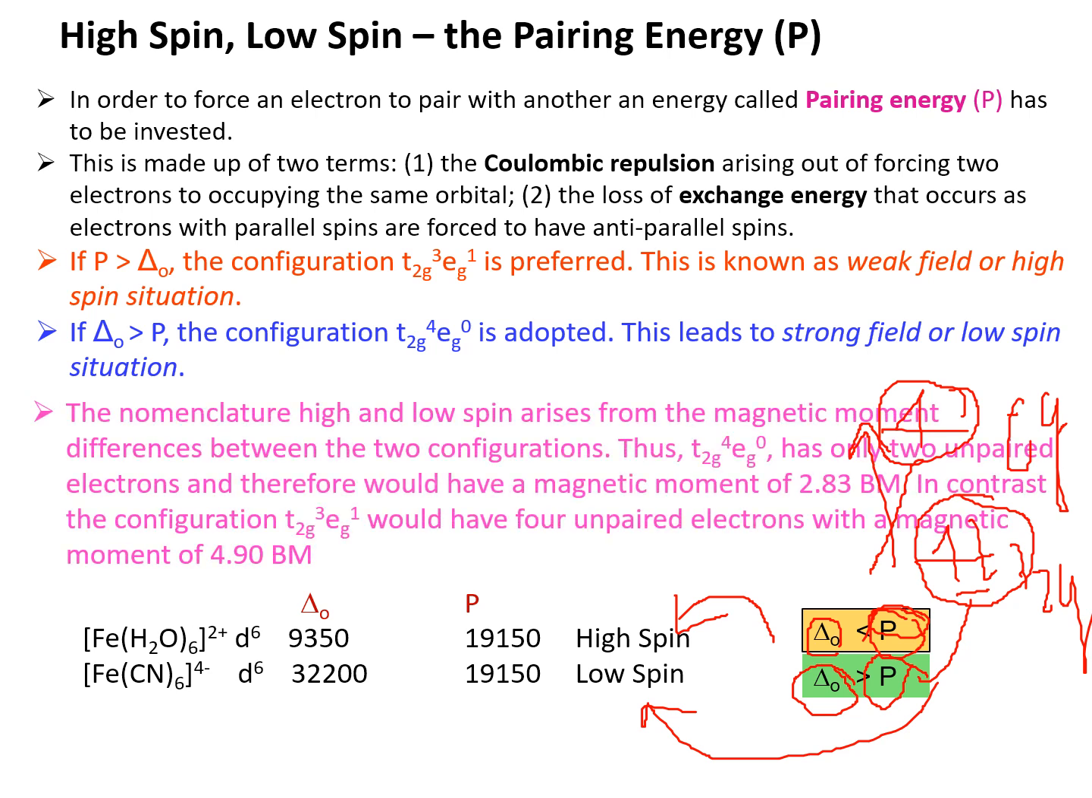So, in summary, if P is greater than delta O, the configuration t2g3 eg1 is preferred. This is known as the weak field or high spin situation. If delta O is greater than P, the configuration prefers t2g4 eg0. This leads to the strong field or low spin situation. I hope it is very clear to you now.